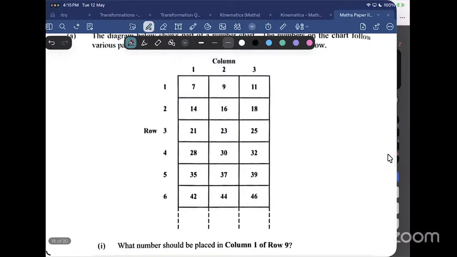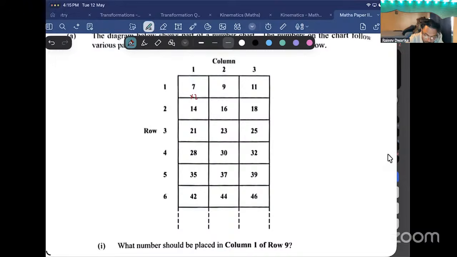Okay, 7 by 9. Are you noticing a pattern here? 7 by 2, well, you just add 7, right? It is repeated addition of 7.